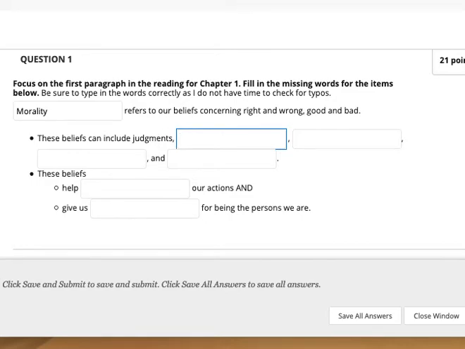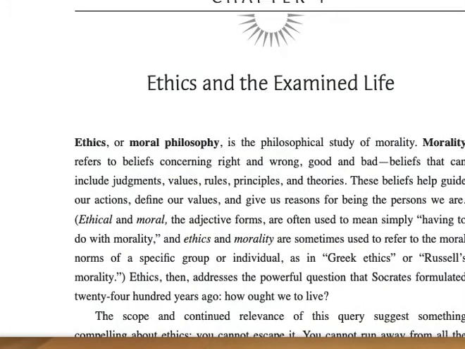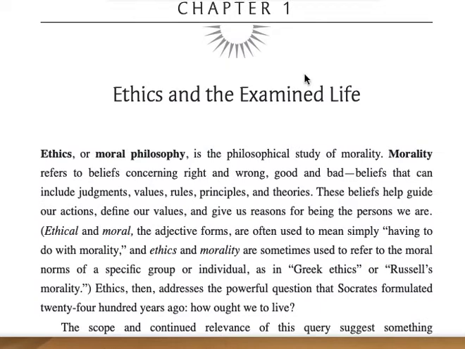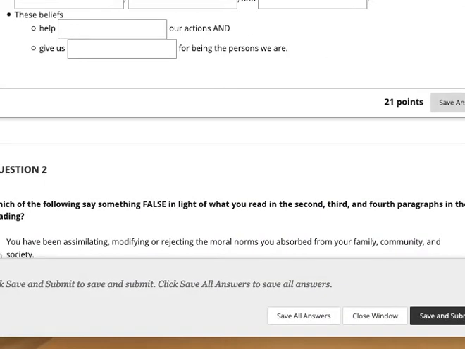So let's see what the next sentence is. Maybe my answer is in there. Okay, so can include judgments. That's straight out of what she has. And then I do see 4 words listed right after that, and she has 4 blank spaces. So this must have the answer that I'm looking for: values, rules, principles, and theories.